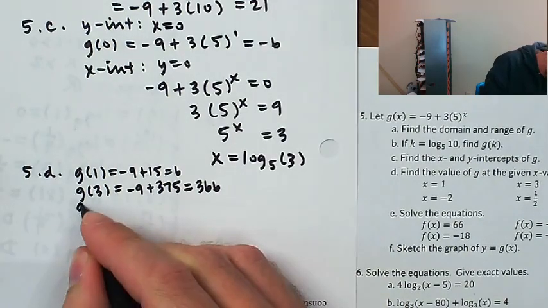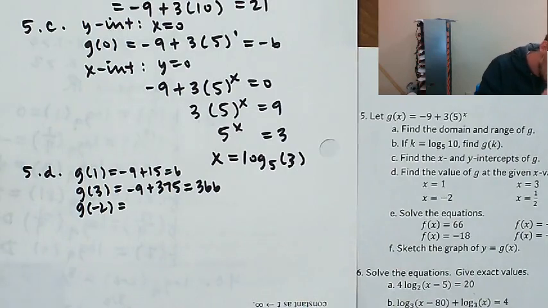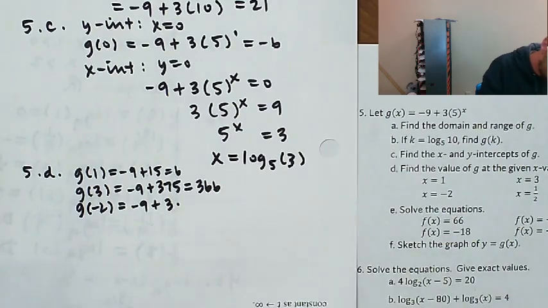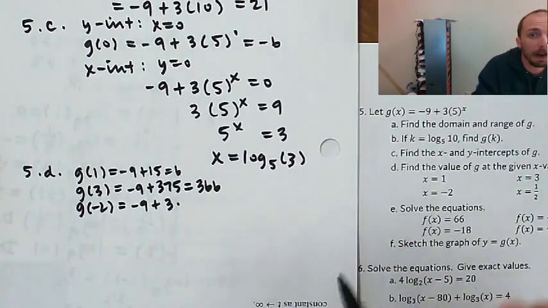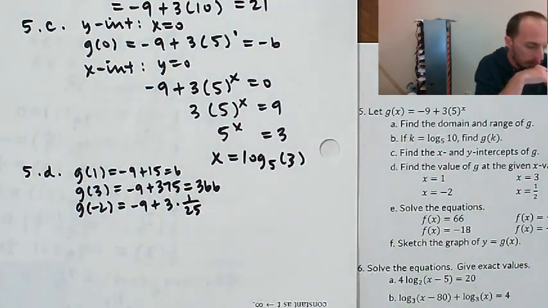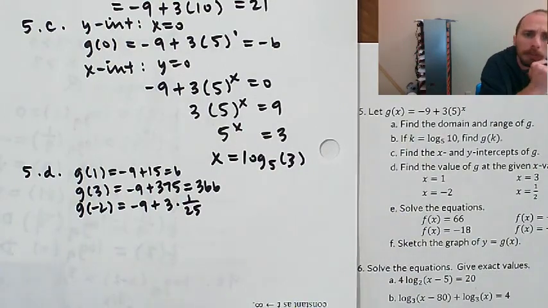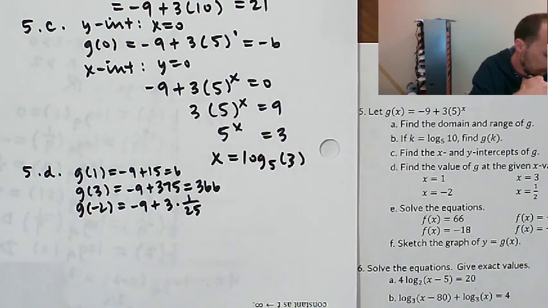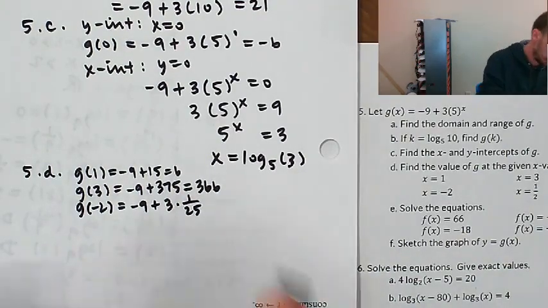X equals negative 2. g of negative 2 is going to equal negative 9 plus 3 times 5 to the negative 2. 5 to the 2 is 25, so 5 to the negative 2 is 1 over 25. I'm not sure if y'all are aware of this, and I'd be fine with this response, this is arithmetic that's a little beyond what we do in my class, but 1 over 25 is 4 cents, right? So that's 12 cents when multiplying by 3. Negative $9 plus 12 cents is going to be negative $8.88.